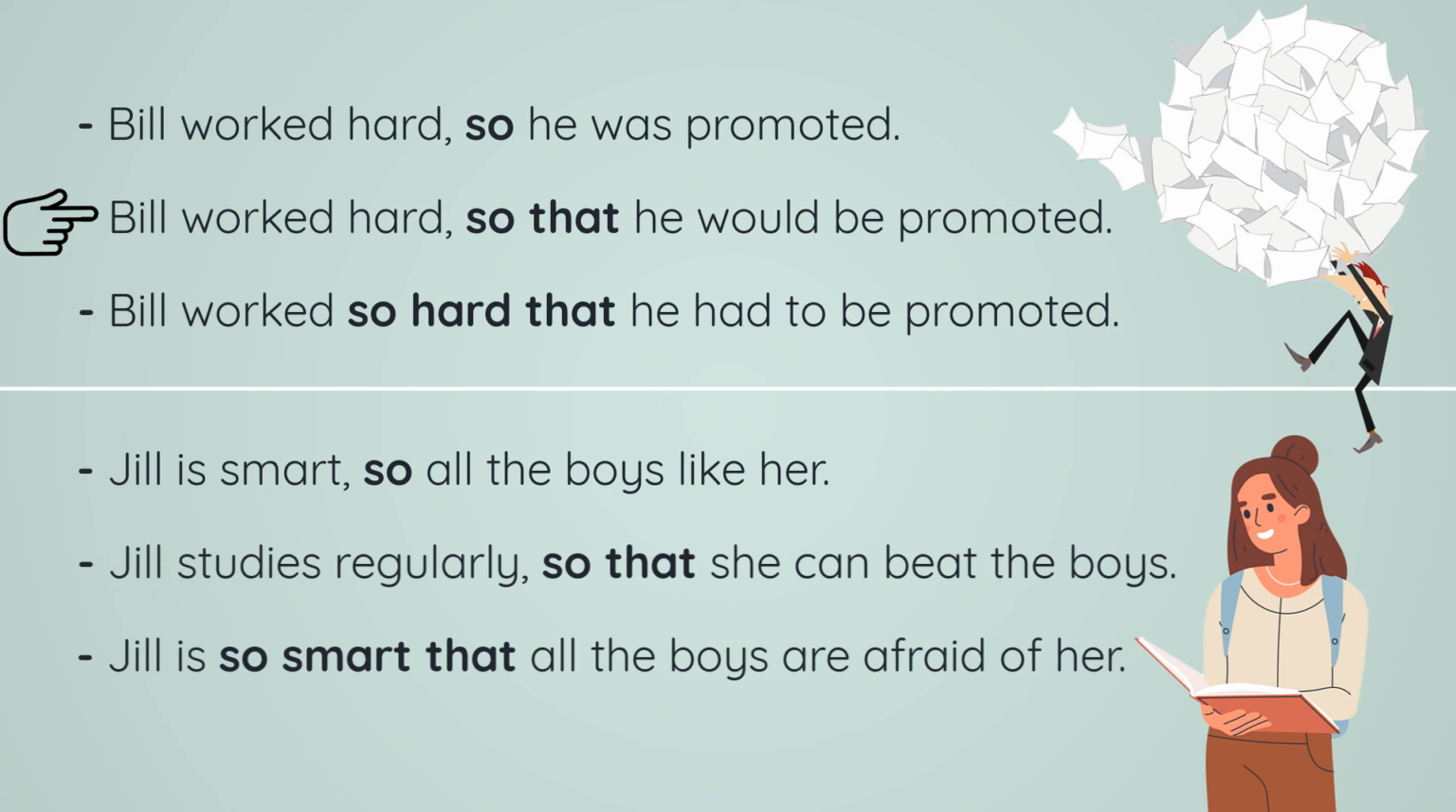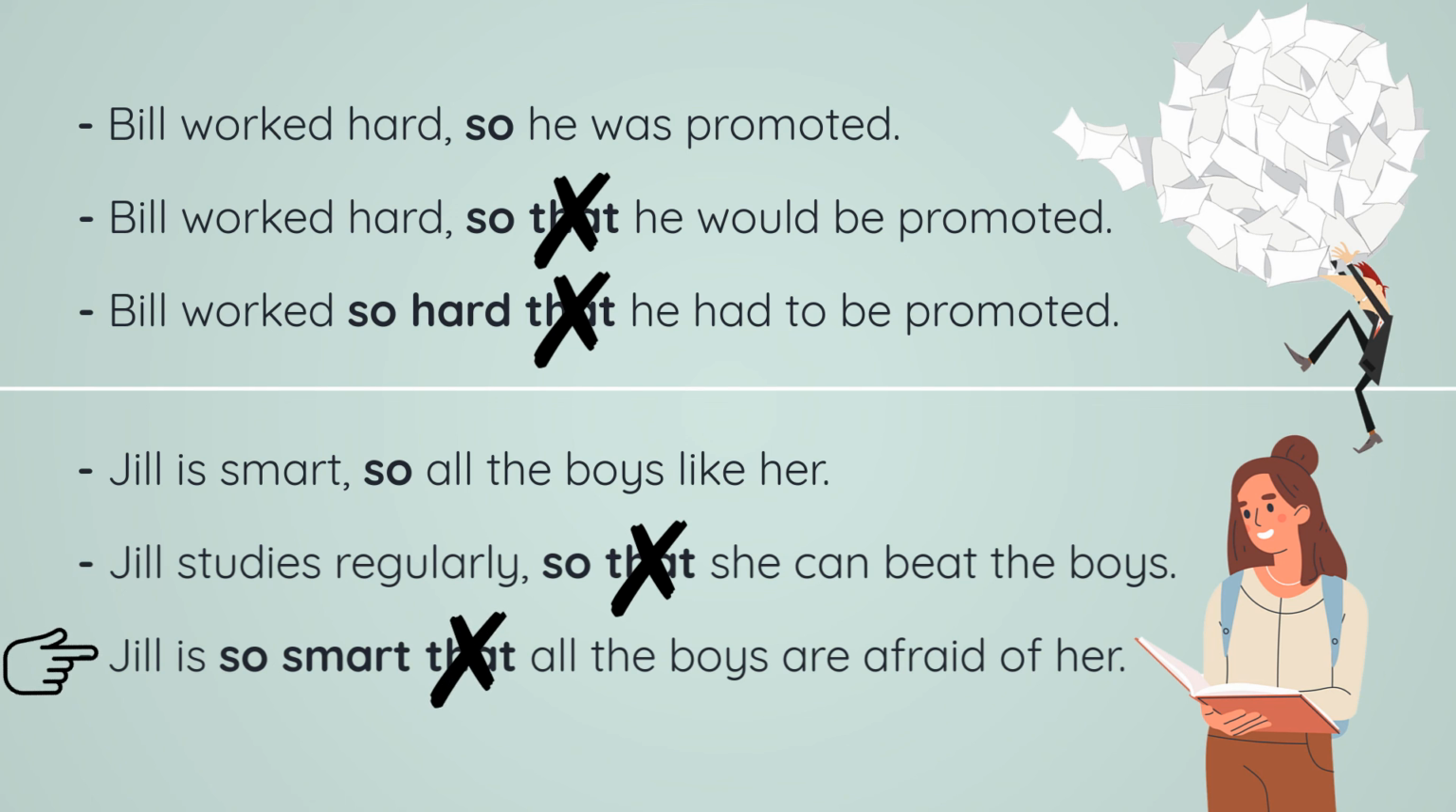Now, one thing you can also notice here, Bill worked hard so he would be promoted. I can take out that because I have a subject. This is understood. Bill worked so hard, he had to be promoted. Jill studies regularly so she can beat the boys. Jill is so smart, all the boys are afraid of her. Okay? In all these cases, you can take out that. It's understood. There are many examples of clauses where you can take out the conjunction that or the pronoun that because you have your subject. So that, that can come out.